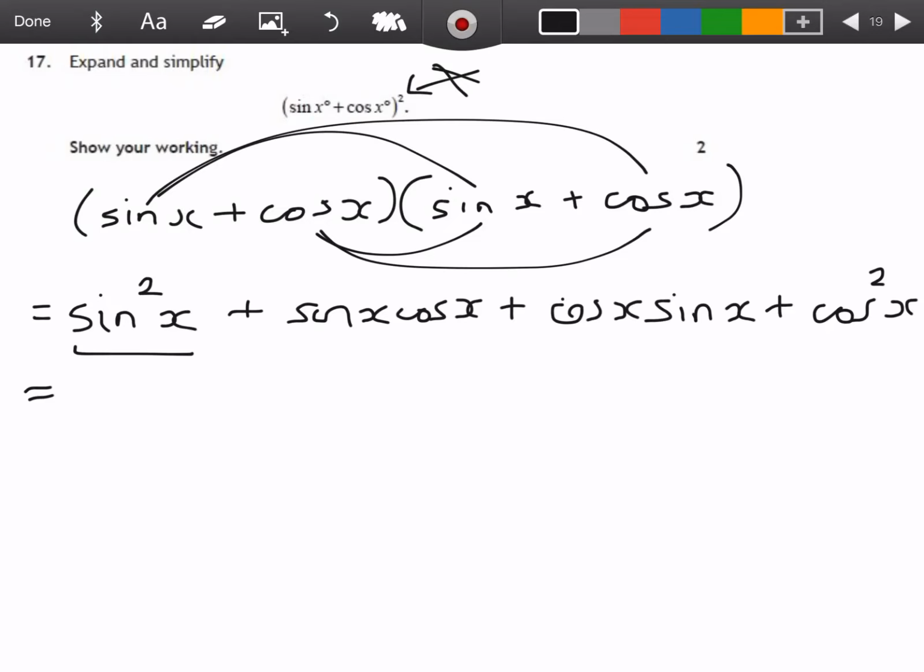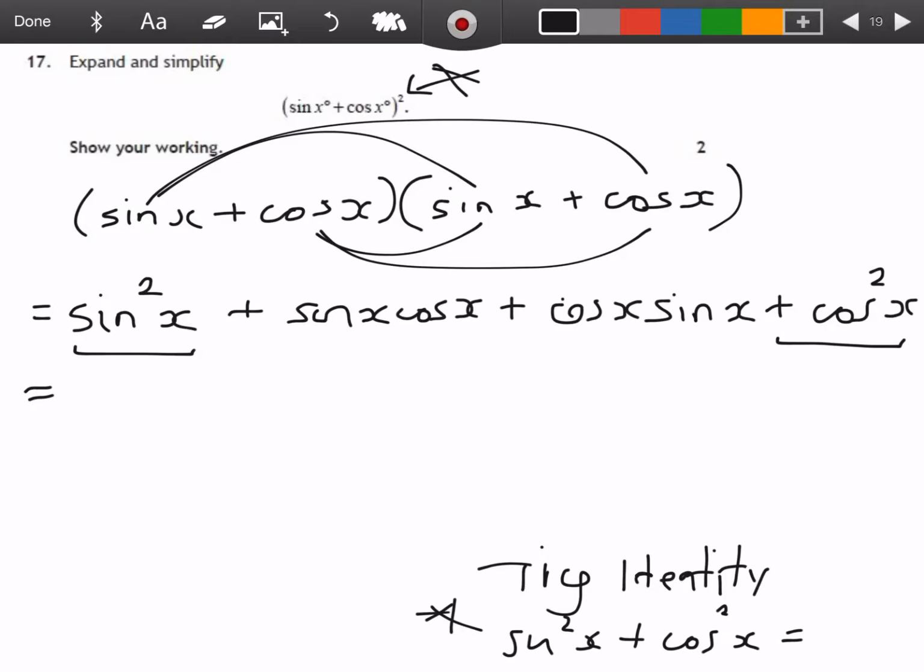Sine squared plus cos squared. This comes from one of your trig identities. There's two trig identities you need to know. I'll just write trig identity. The trig identity we're thinking of here is sine squared plus cos squared is equal to 1. The other trig identity I was thinking of was tan is sine divided by cos. So sine squared plus cos squared equals 1.